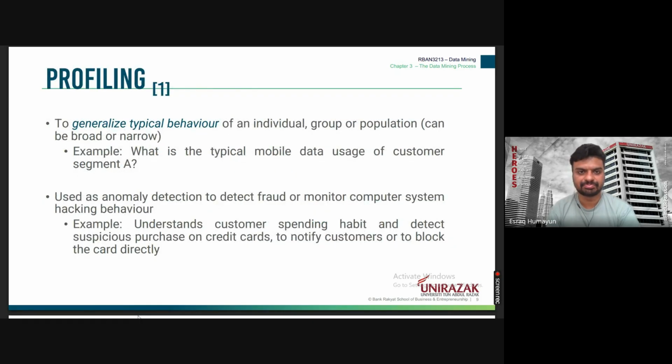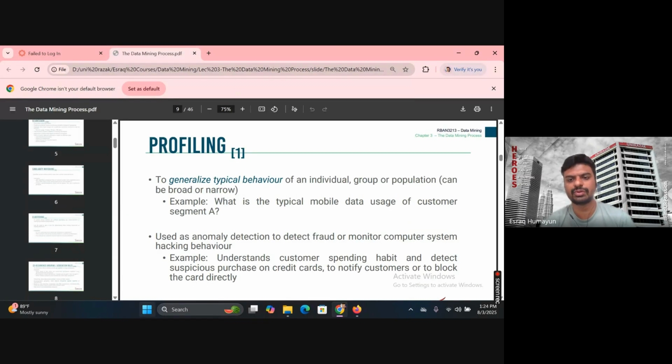Then what is profiling? To generalize typical behavior of an individual, group, or population, which can be broad or narrow. Example, what is the typical mobile data usage of customer segment A? Use anomaly detection to detect fraud or monitor computer hacking behavior. Okay, let's just go through an easy example.